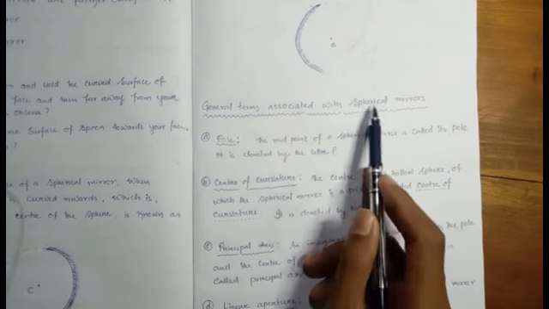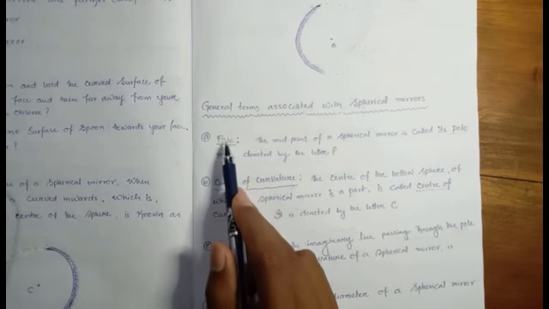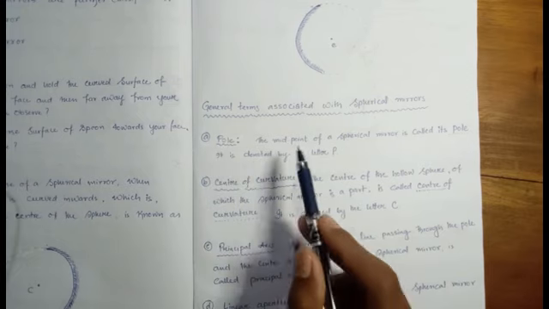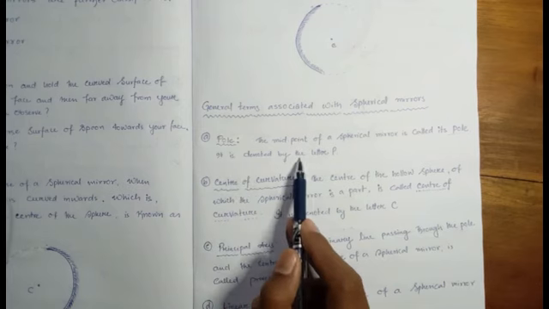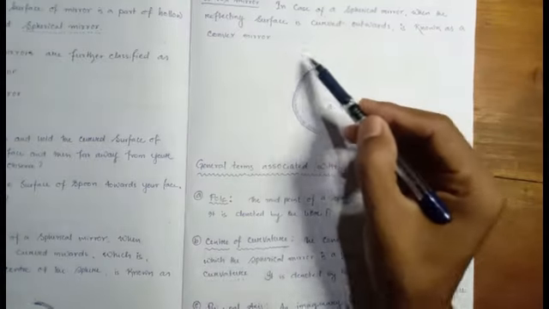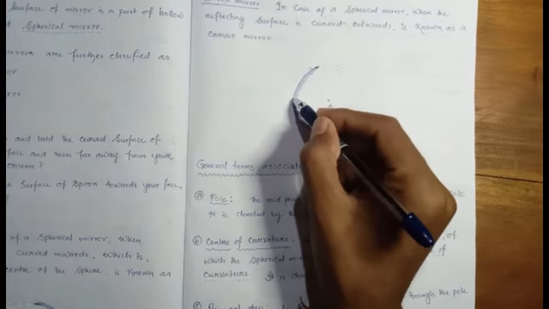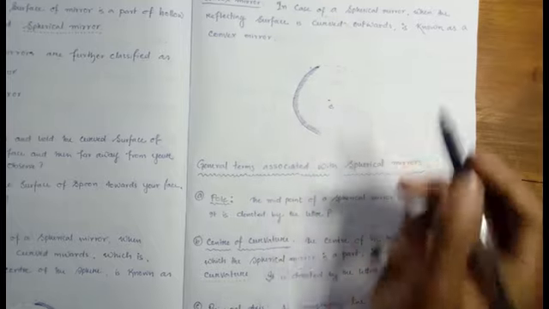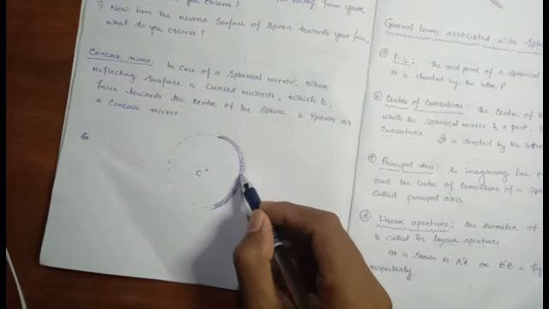So what are the general terms that are associated with a spherical mirror? Number 1 is called pole. So I will show the diagram also. What is pole? The midpoint of a spherical mirror is called its pole and it is denoted by the letter P. So now see, the midpoint of your spherical mirror. Suppose this is your convex mirror. The midpoint of your convex mirror is at this point. At that point the pole will lie. And suppose in this case, concave mirror, the midpoint will be at that point, then it is called pole.